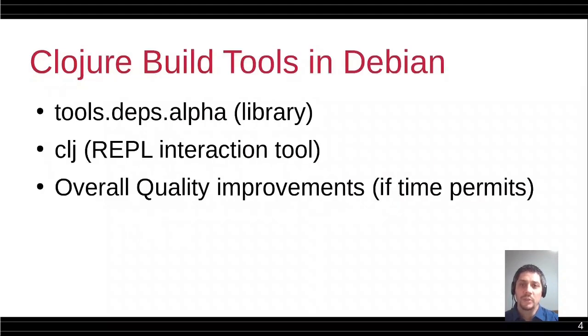The goal of this project is to provide Clojure Debian users with some of the latest advanced build tools and libraries the upstream Clojure developers have been lately working on. This includes tools.deps.alpha, a library for dependency graph resolution and classpath building, and the CLI tool clj for REPL interaction. If time permits, I will also improve the quality of both new and existing Clojure packages and the overall Debian Clojure packaging process.